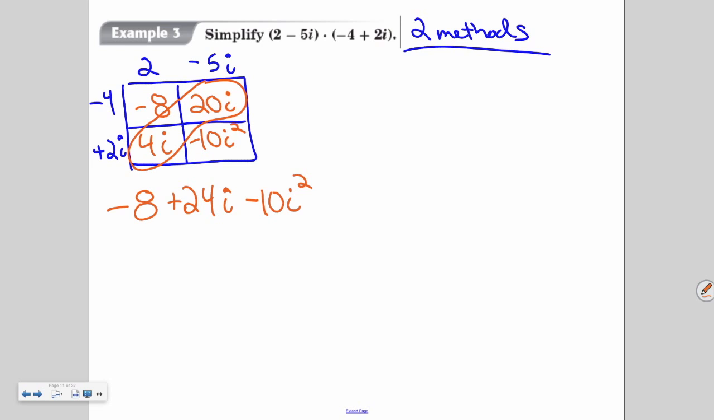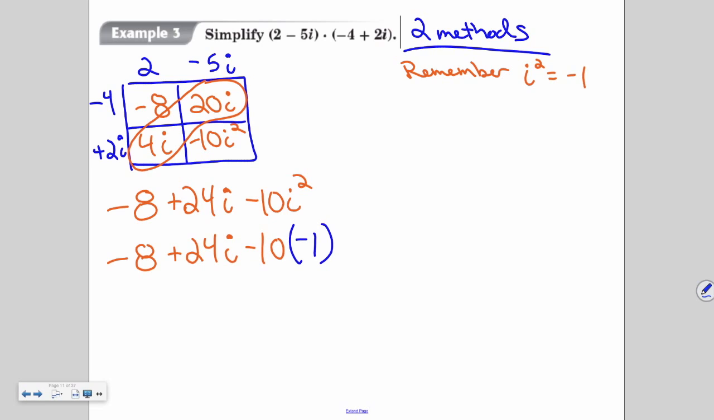What we have to remember, again, is that whenever you see i squared, it is equal to -1. So I'm going to plug that in every time I see an i squared. I'm going to multiply that -10 times that -1, and I'm going to make that a plus 10. And now I can combine the -8 and the 10 into 2 plus 24i, and that's my answer.